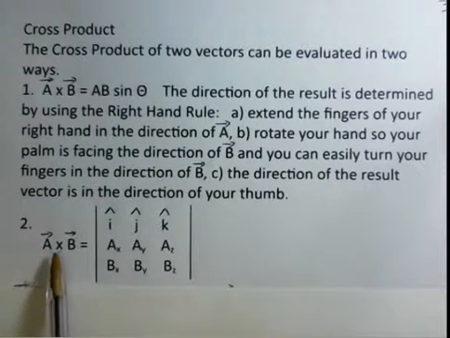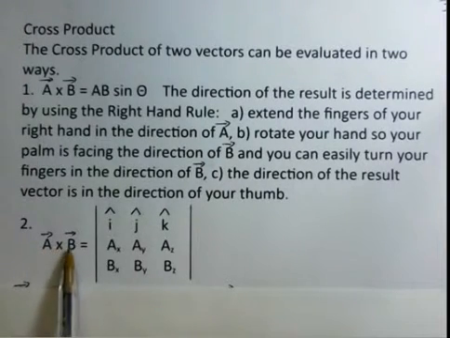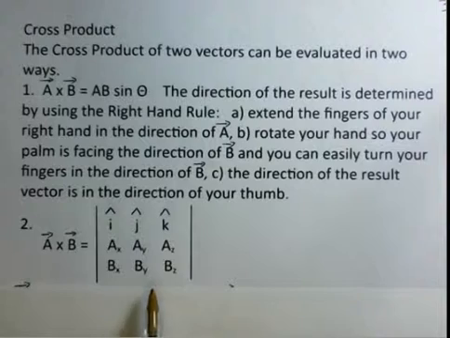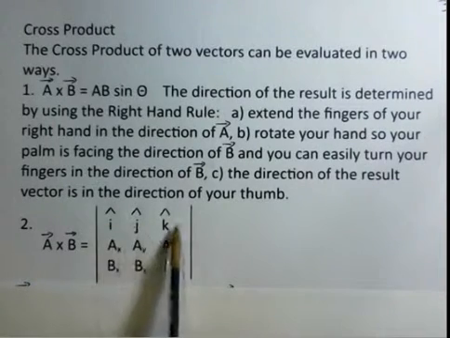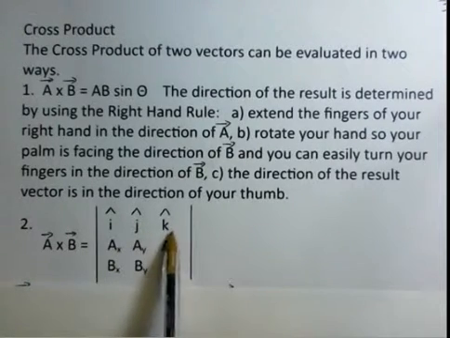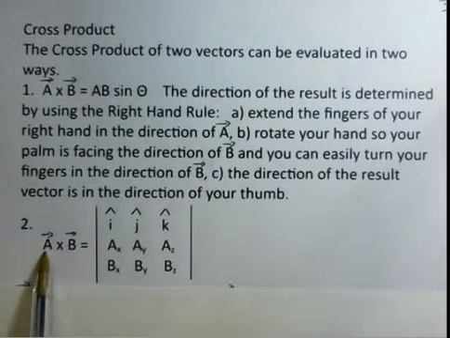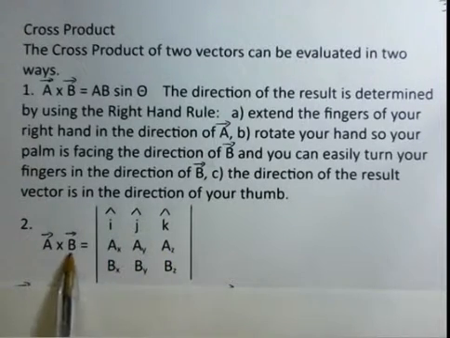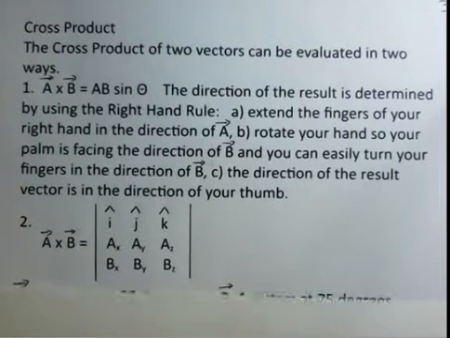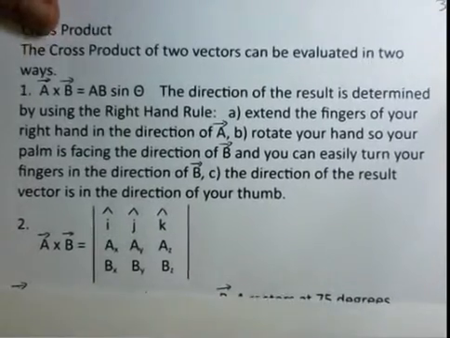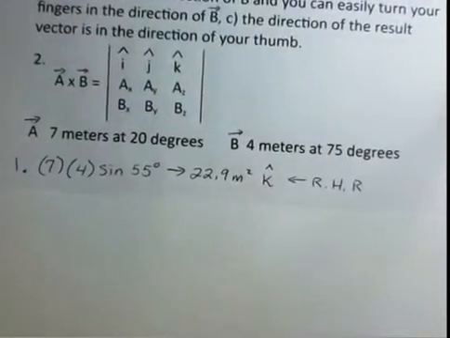The next way, mathematically way, to find the result for A cross B, set up a determinant, 3 rows and 3 columns. On the first row, always i, j, and k, the unit vectors. On the second row, the components of the first vector. On the last row, the components of the second vector. So again, using the same vectors we use for the dot product. So I've already worked those out.